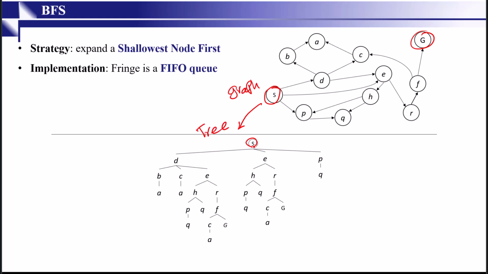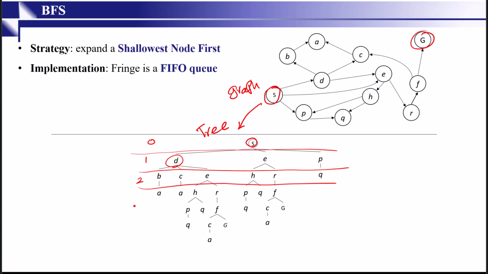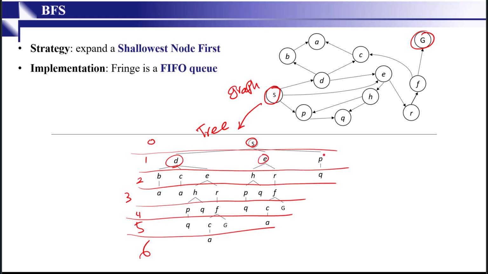So in this case, from S, we will go to D. We check whether D is the goal state or not. If not, we go to the same level. So we call it, for example, this is level 0, this is level 1, this is level 2, this is level 3, this is level 4, this is level 5, and this is level 6. So first, we will go to D. Is D the goal state? No. We will go to E. Is it the goal state? No. We will go to P. Finish, then we come to here, right?